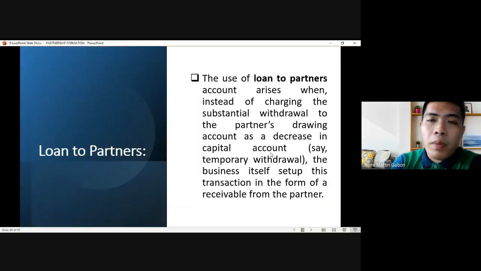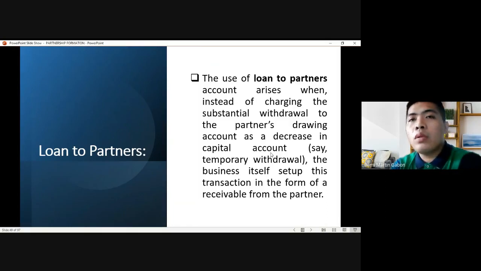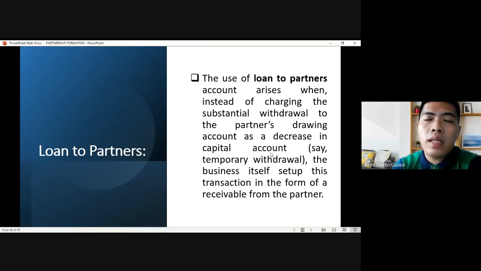Then we have loans to partners. The use of the loan to partners account is something like, for example, a scenario where a partner is trying to withdraw a substantial amount from the partnership. Instead of decreasing the capital account, instead of having it as a substantial withdrawal, the partnership sets up a receivable account from the partner.